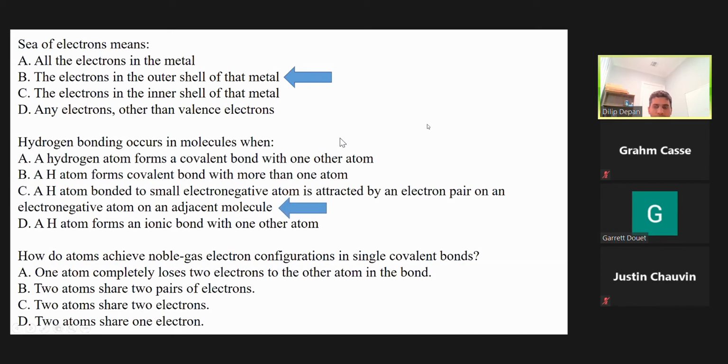How do atoms achieve noble gas electron configuration in single covalent bonds? It is C. Two atoms share two electrons. Yes, two atoms share two electrons or one electron pair. Right answer is C.